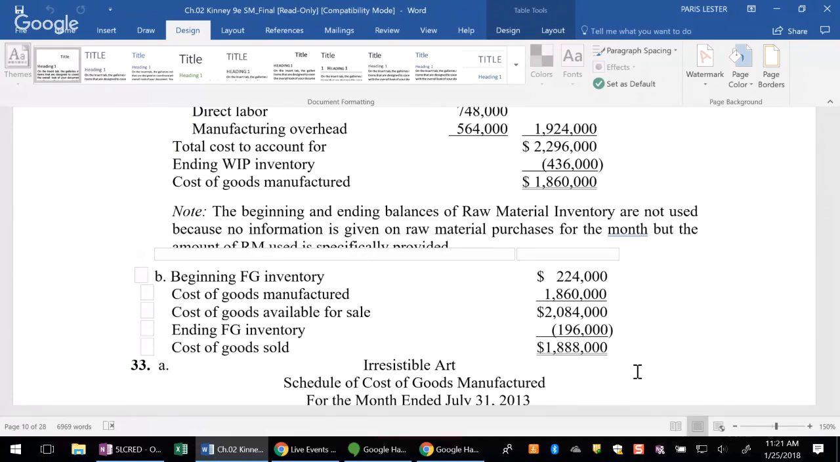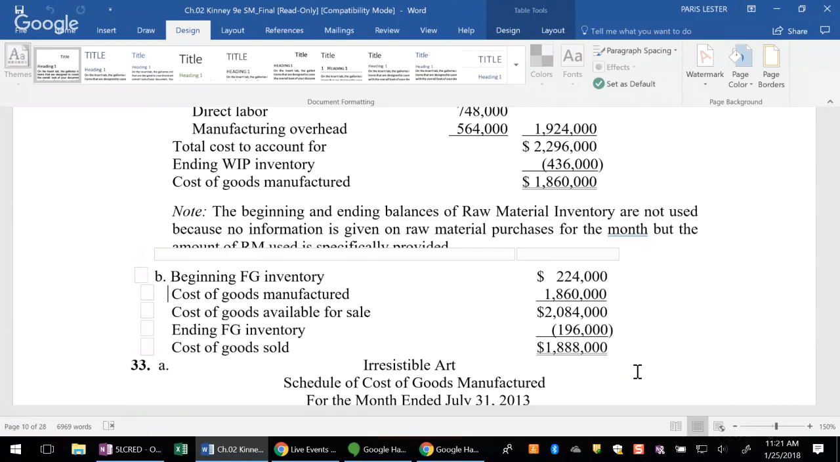Now, 33, I want you to look at 33. 33 was not assigned, but 32 was. If you practice 32, you could do 33. All right, now 33, Irresistible Art Products, collected piece of art. You've got raw materials, work in process, finished goods, beginning, ending.